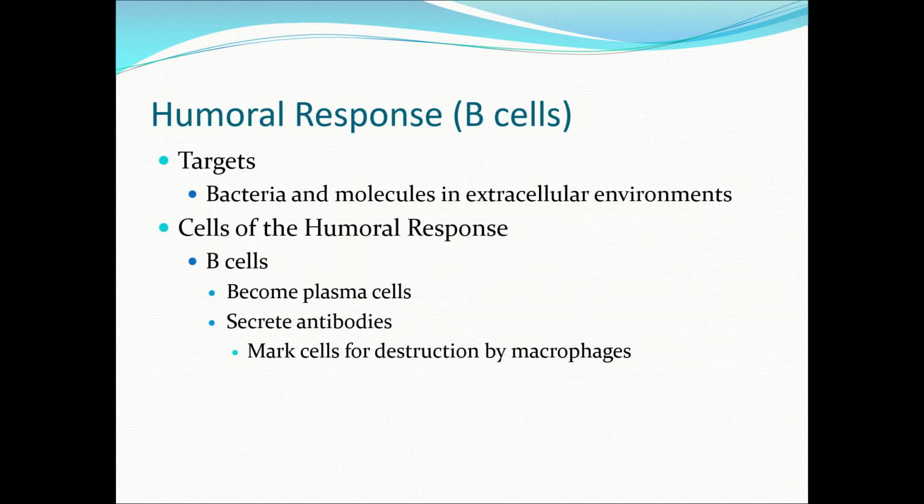Now let's look at the humoral response, which involves the B cells. So the targets here are bacteria and molecules in the extracellular environments. The cells of the humoral response are the B cells, which become plasma cells and secrete antibodies. Antibodies mark cells for destruction by macrophages.